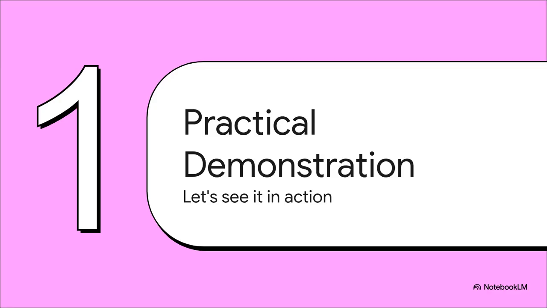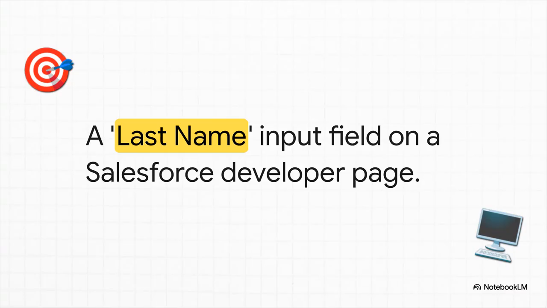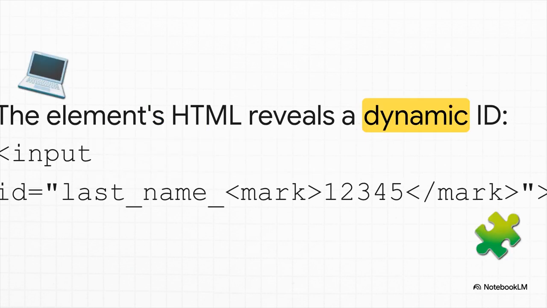Okay, enough theory. Let's actually see this function work its magic on a real page. All right, so our target is this last name input field on a pretty standard Salesforce page. This is the perfect kind of complex web app where you're almost guaranteed to run into these dynamic elements. So we pop open the DevTools, we inspect the element's HTML, and here's what we see. The ID is lastname_12345. Now, that lastname part, that's stable. But that number at the end, it could be anything the next time the page loads.